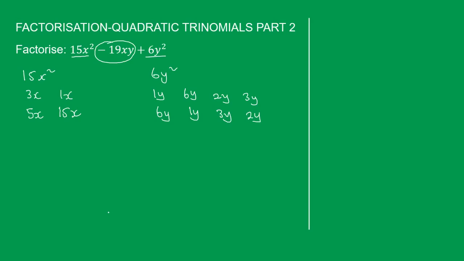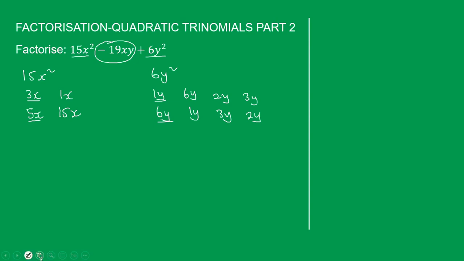If we add them, let me start with these two pairs. I just want to check. If I cross multiply here, say 5x times 1y, I'll get 5xy. Then 3x times 6y, I'll get 18xy. 5xy and 18xy cannot give us 19xy or negative 19xy. So I leave that combination.